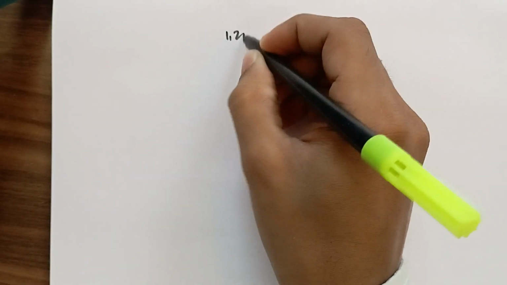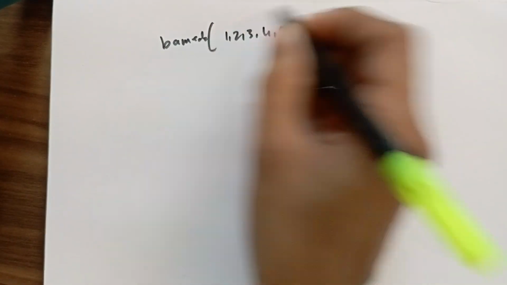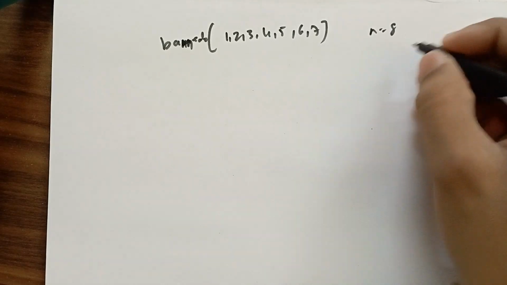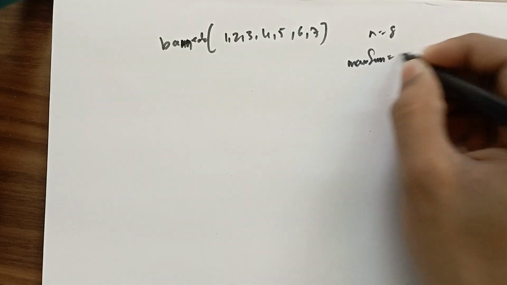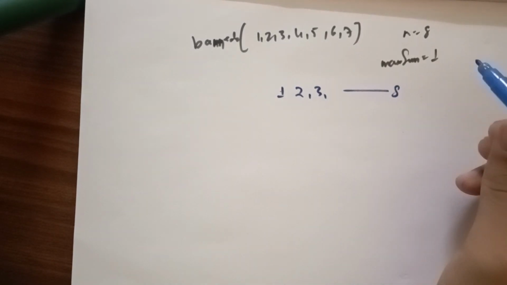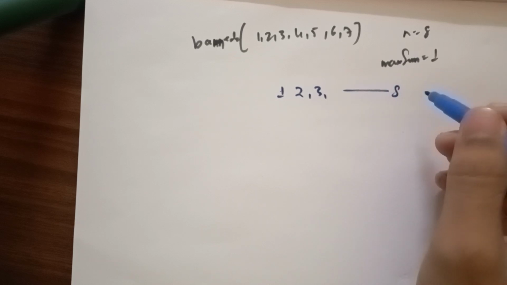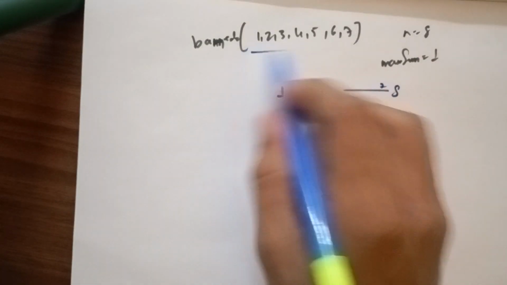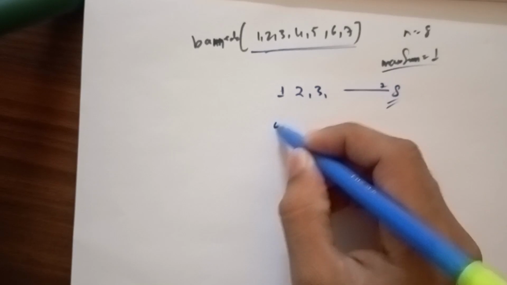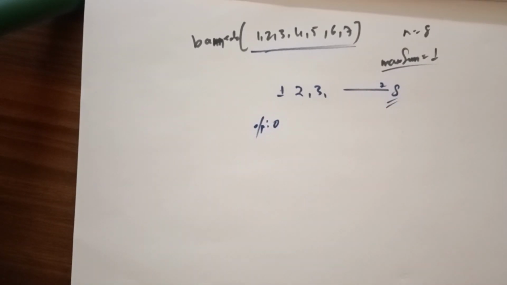So now let us consider another example given in the description. 1, 2, 3, 4, 5, 6, 7 are given in band array. Now n is equal to 8 and the maximum sum given is 1. If you start from 1, 2, 3 and so on to 8, and here we are having all these 1 to 7 elements in the band array, and if you even take 8, it will be exceeding maximum sum, so we will be returning output as 0. I think you got the intuition and understood the examples.